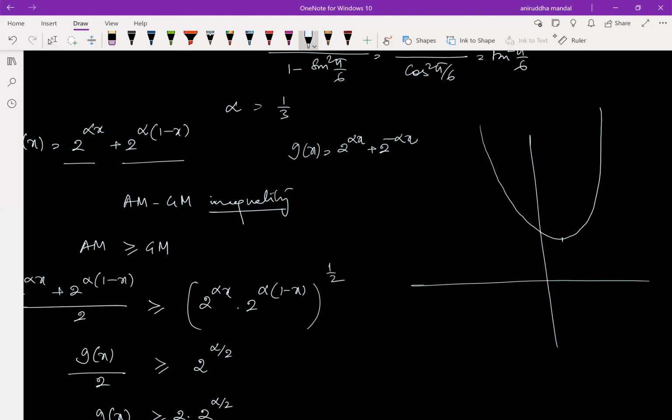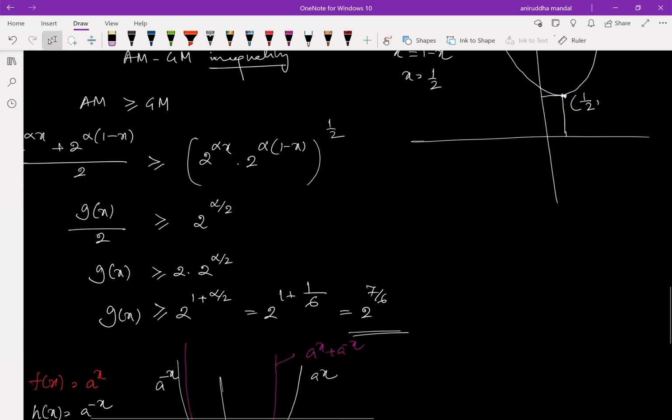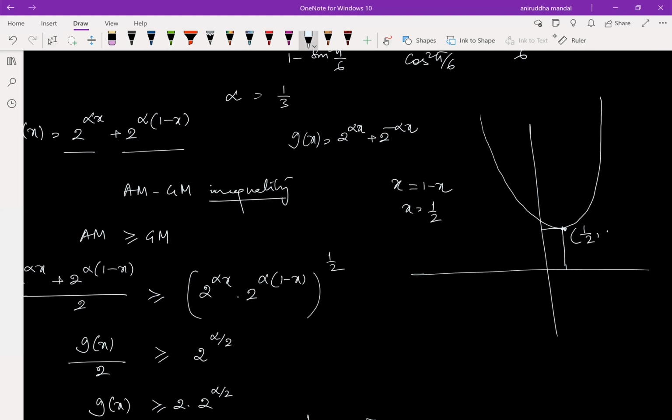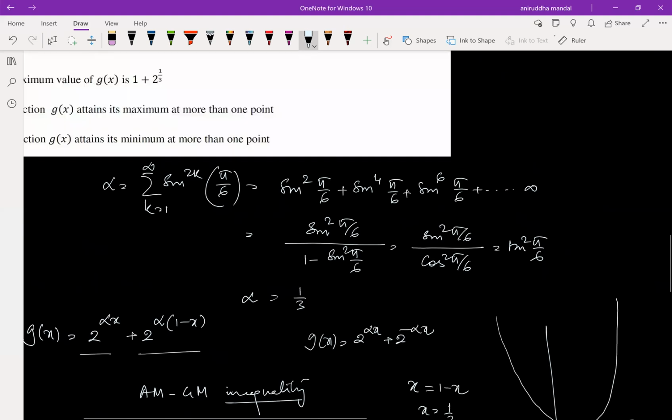So what is this point? This is nothing but the midpoint of these two. So x equal to 1 minus x, so x equal to half. So this is the minima point, at which x equal to half, where it attains its minima. So this is half, and the minima is this. We have already calculated the minima, that is 2 to the power 7 by 6. Okay, now we have to check the maxima point.